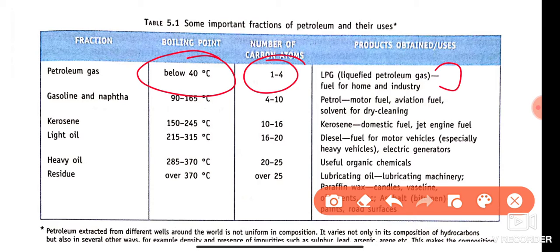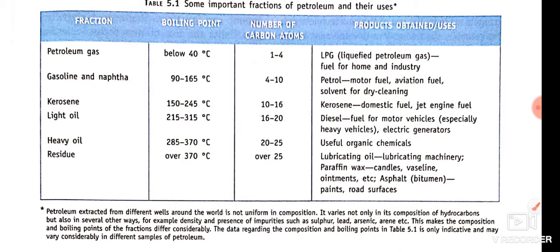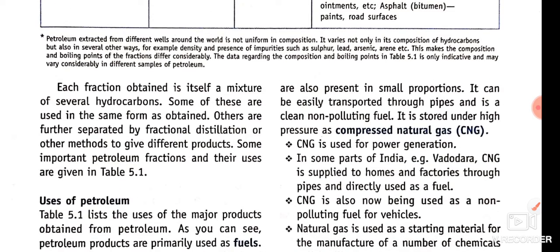And residue, over 370 degrees Celsius, over 35 molecules. Lubricating oil for machinery, paraffin wax, candles, Vaseline, ointments, asphalt, bitumen, paints, road surfaces, etc. These are some important substances that we extract from petroleum. And each fraction obtained is itself a mixture of several hydrocarbons.